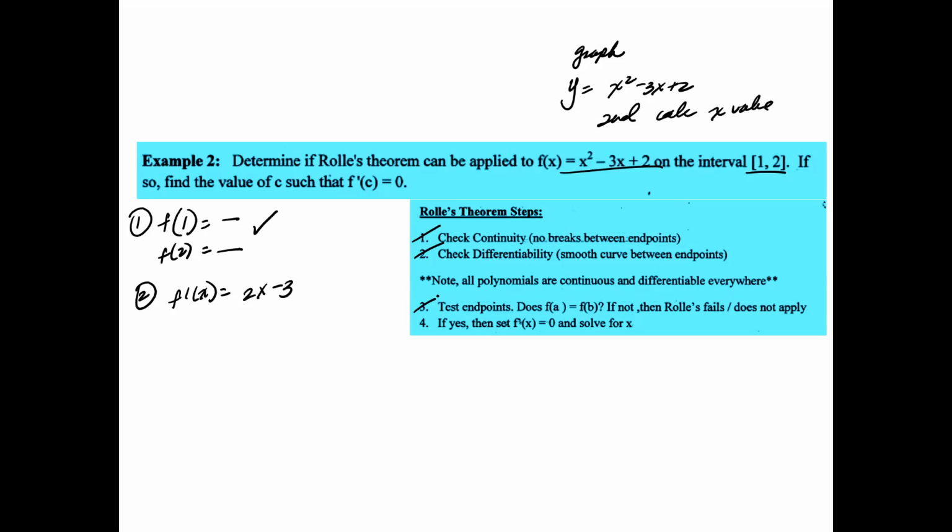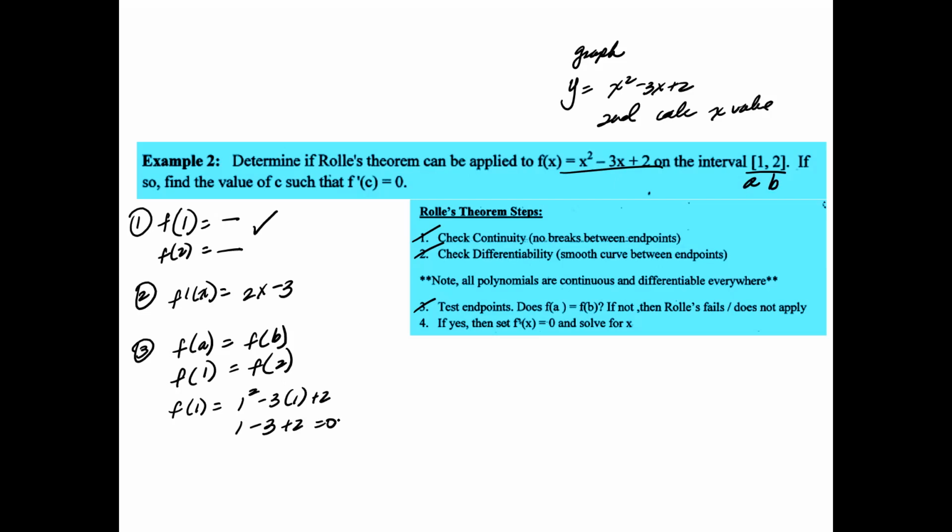And so on the third step, I want to make sure that f of a is equal to f of b. Let's try that. So f of a, which is 1, because a is 1, b is 2, is equal to f of b, which is f of 2, okay? If you plug it in here, f of 1 is going to be 1 squared minus 3 times 1 plus 2. So 1 minus 3 plus 2 is 0.